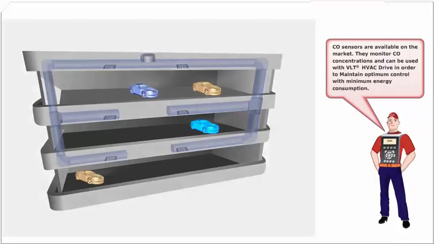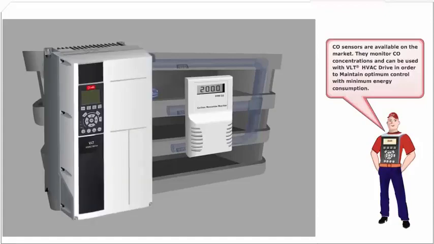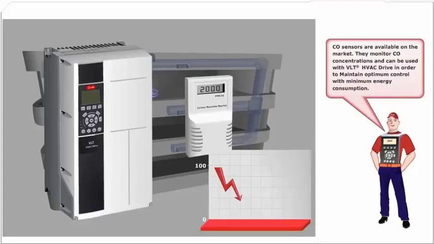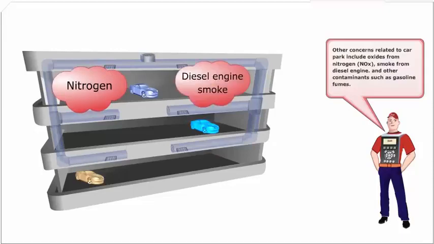Carbon monoxide sensors are available on the market. They monitor carbon monoxide concentrations and can be used with a VLT HVAC drive in order to maintain optimum control with minimum energy consumption. Other concerns related to car parks include oxides of nitrogen, smoke from diesel engines, and other contaminants, such as gasoline fumes.